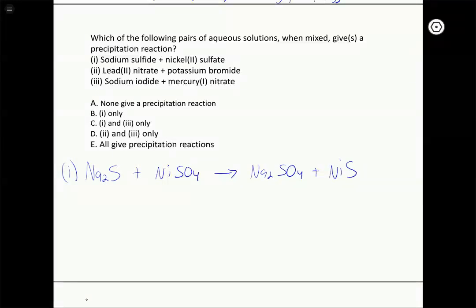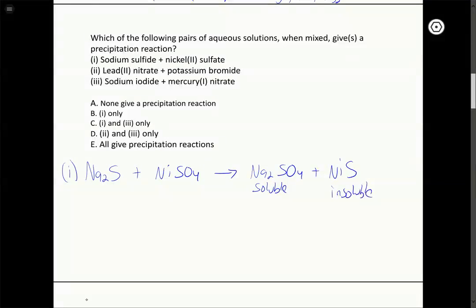If we look at the products, this has sodium in it, so it's definitely going to be soluble. All sodium salts are soluble. Nickel sulfide, like I said, sulfides are going to be insoluble unless they're paired primarily with the group 1 cations. This is going to be an insoluble compound, so this one will form a precipitate. So that one's one of our choices.